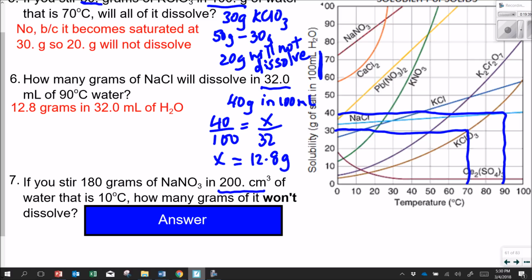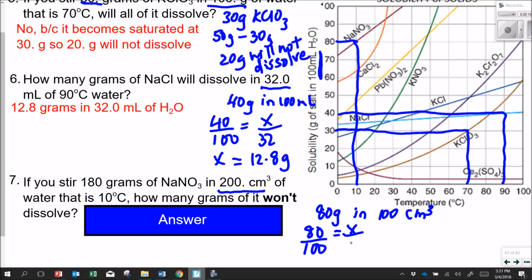So I can check from my graph how much will dissolve in 100 cubic centimeters. So I go to 10 degrees Celsius, and I go to sodium nitrate, and I see that 80 grams will dissolve. So I have 80 grams in 100 cubic centimeters of water. So I need to find out how much would dissolve in 200. So I do my proportion, 80 over 100 equals x over 200. So x equals, of course, 160 grams.